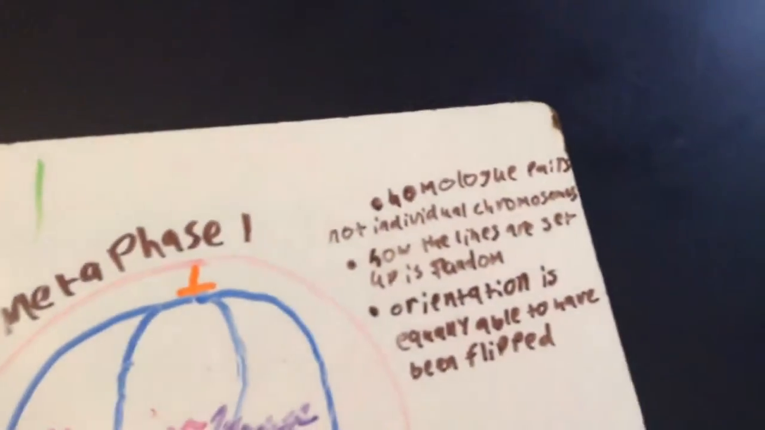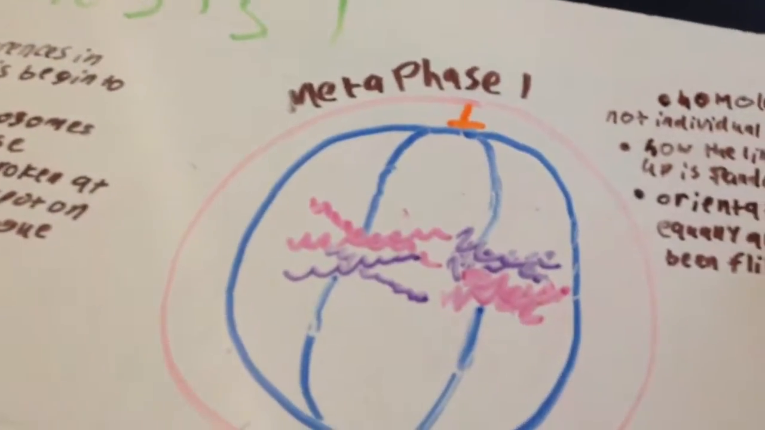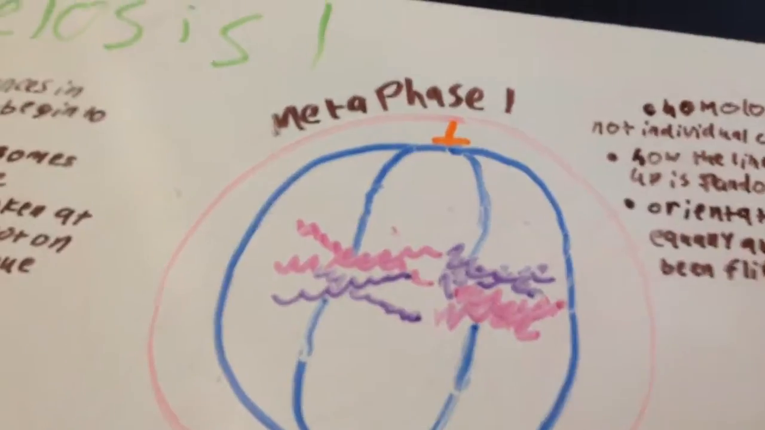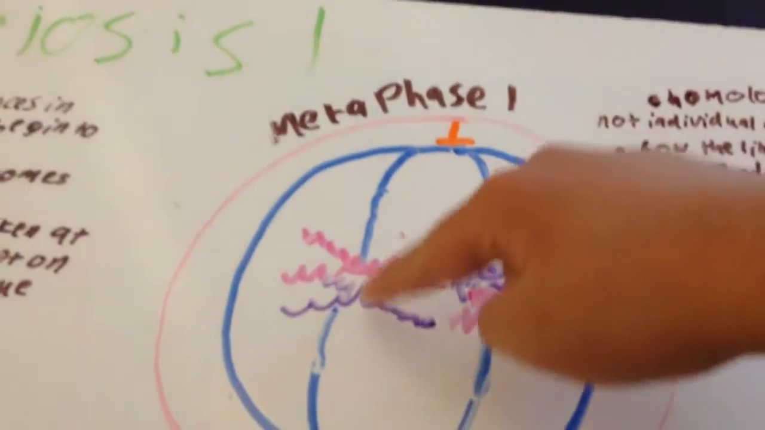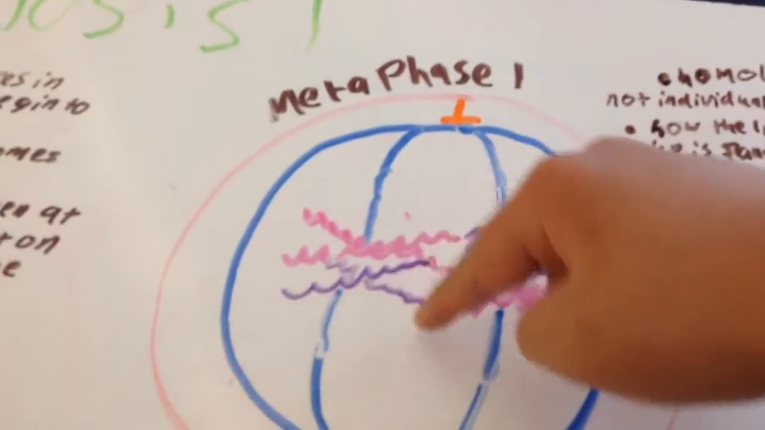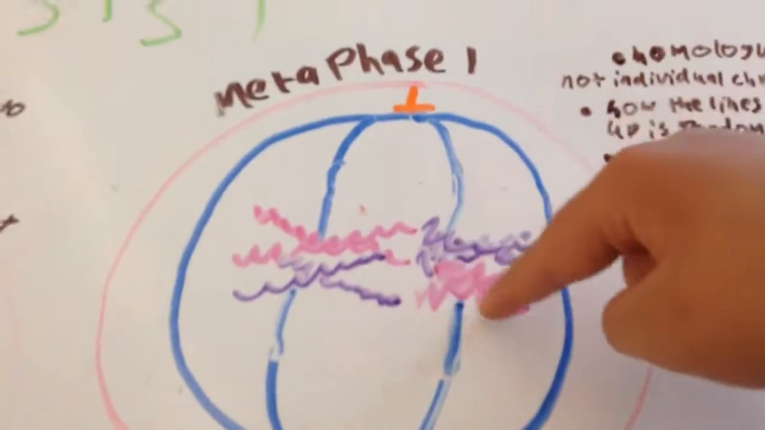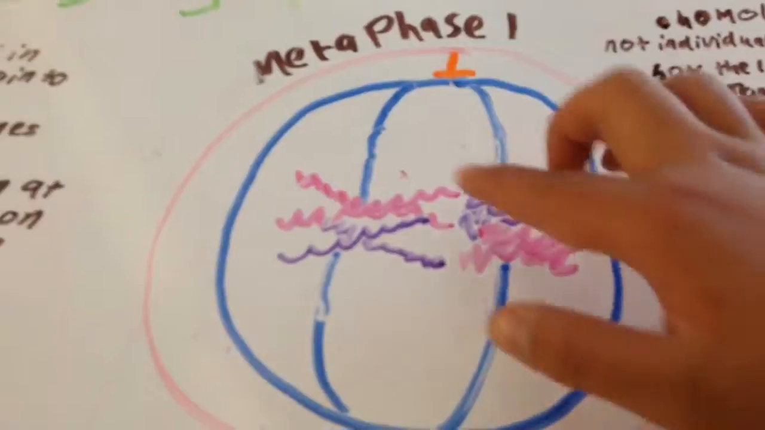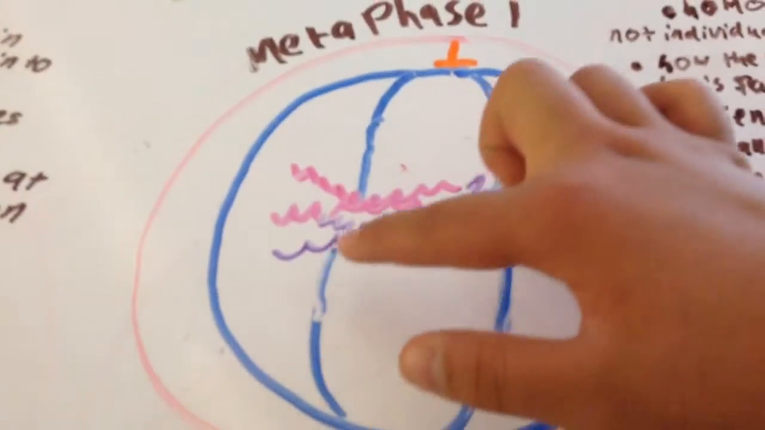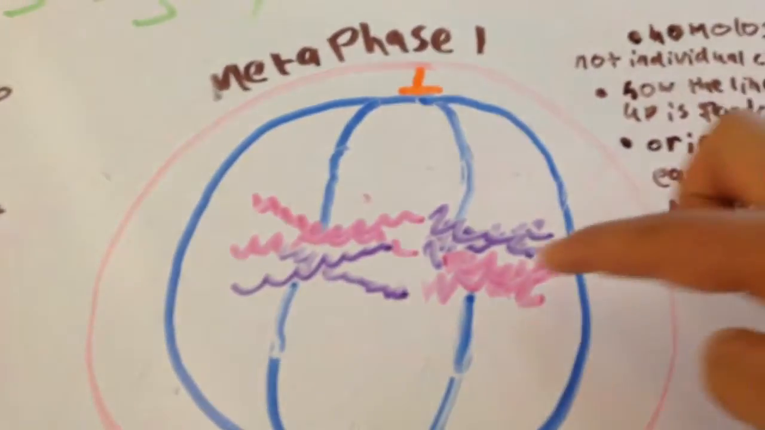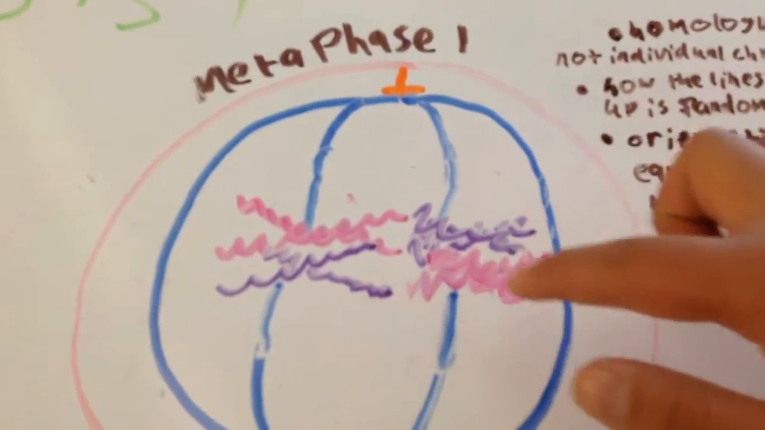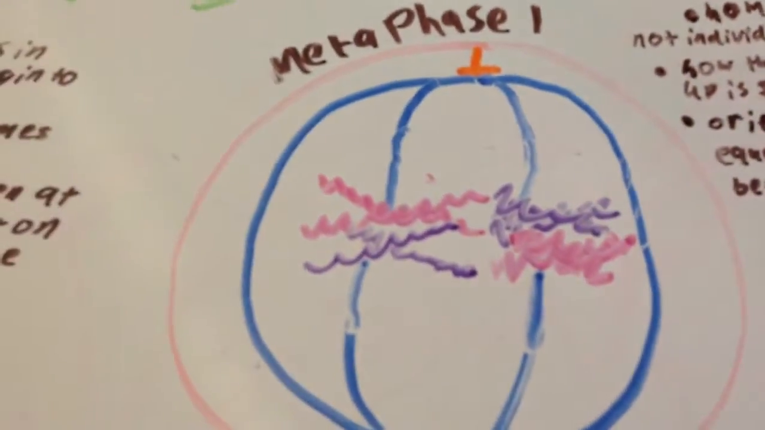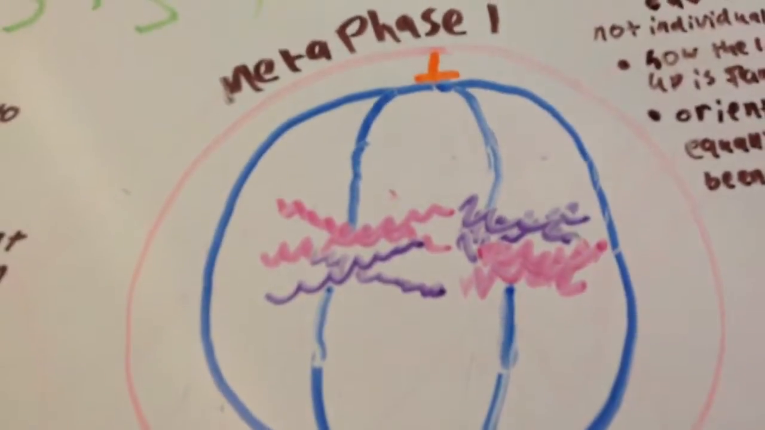Metaphase 1. Homologue pairs, not individual chromosomes, such as these, are going to be set up into pairs. So like homologue pair, homologue pair, homologue pair, homologue pair. How the lines are set up is random. So basically, you see how this is pink pink, and then that's pink purple, and then this is purple purple, and then this is purple pink. That's random, and it can happen in any way.